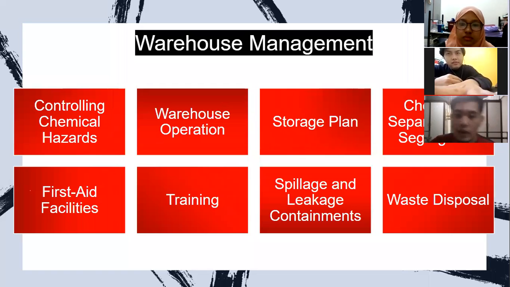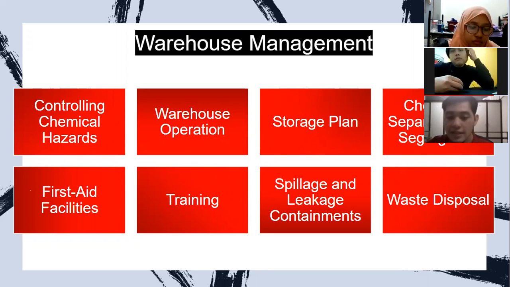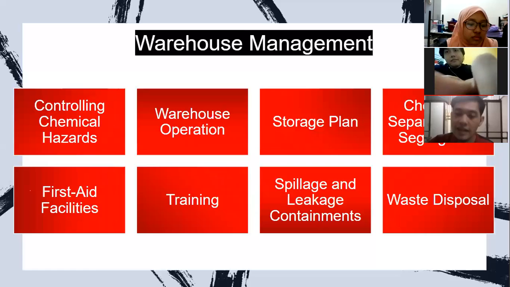And next, the warehouse management. Some factors need to be taken to ensure the management is on top level. So the controlling chemical hazard, how the warehouse operates, the storage plan, the chemicals separation and segregation, the first aid facilities, the training for the employees, and then the emergency when spillage and leakage containment happen, and of course the waste disposal that Khaira Aziz will go further.